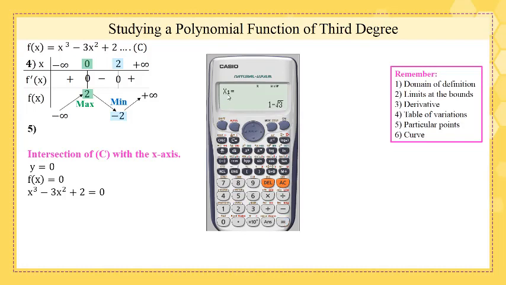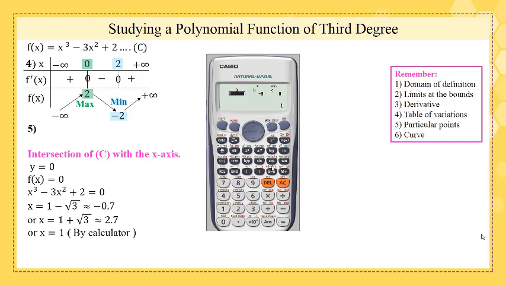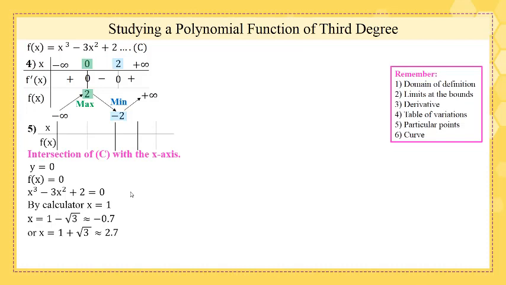x1 is the first root, which equals 1 minus radical 3, which approximately equals minus 0.7. If we press equal, we get the second root, denoted by x2, which equals 1 plus radical 3, which approximately equals 2.7. Again, if we press equal, what will we get? The third root, which is denoted by x3, equals 1. If we press equal again, we get the coefficients of the polynomial. We got the coordinates of 3 points: (1, 0), (minus 0.7, 0), and (2.7, 0).